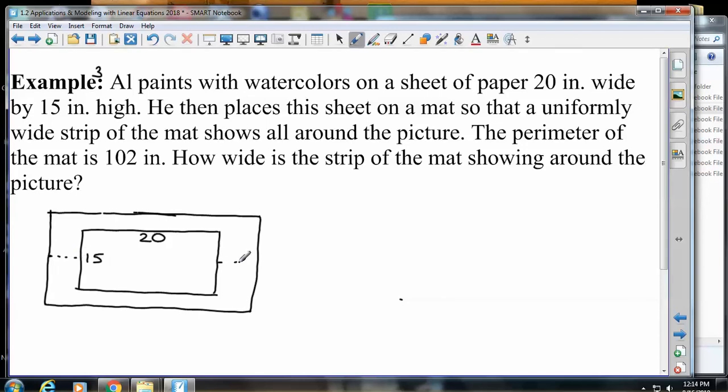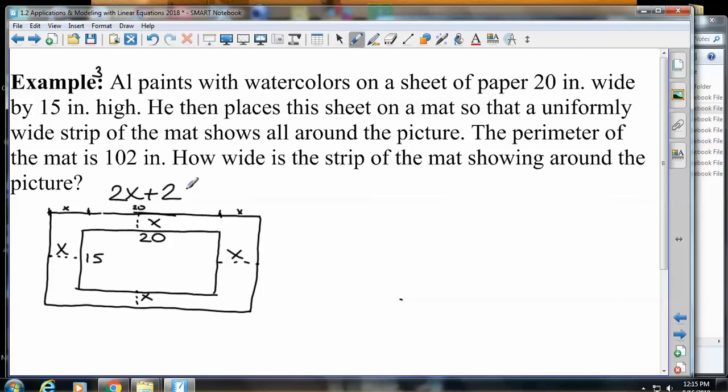We said this was uniformly wide. So this distance is the same as this, and this, and this. I don't know what that is, so what should I call it? X. So that length is X all the way around. So if you think about your map, from here to here is a distance of X. From here to here was a distance of 20. From here to the edge is another distance of X. Altogether, how long is that side? 2x plus 20. Would you guys agree we just have to add them up?